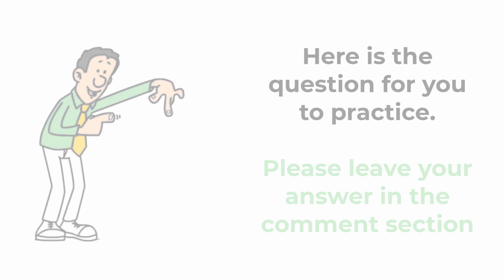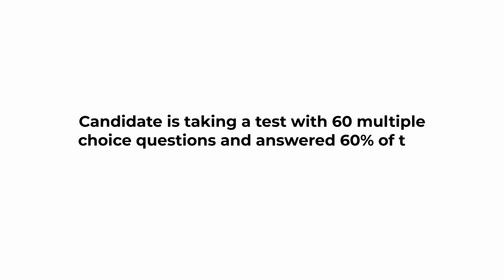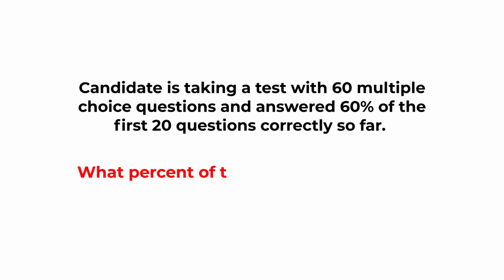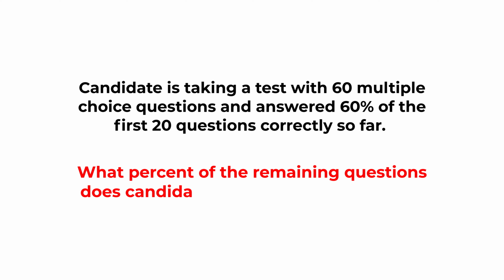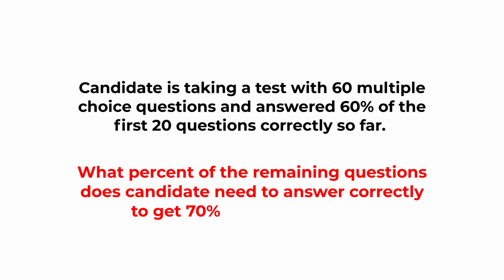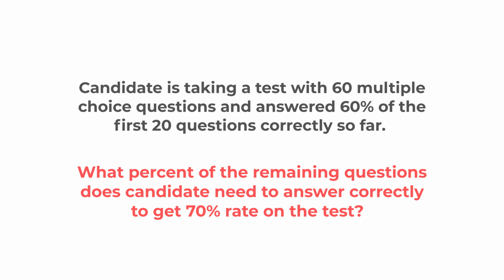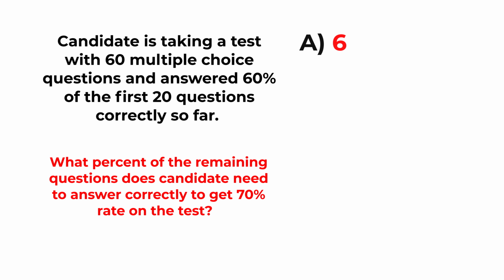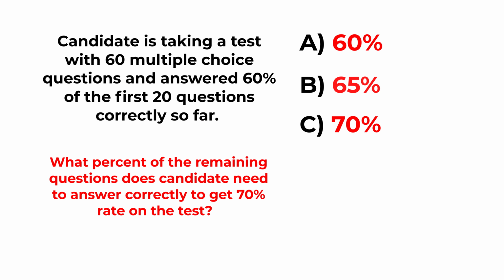Here's the question. Imagine a candidate is taking a test with 60 multiple choice questions and so far has answered 60% of the first 20 questions correctly. What percent of the remaining questions does the candidate need to answer correctly to get a 70% rate on the test? You're presented with 4 different choices. Choice A, 60%. Choice B, 65%, choice C, 70%, and choice D, 75%.